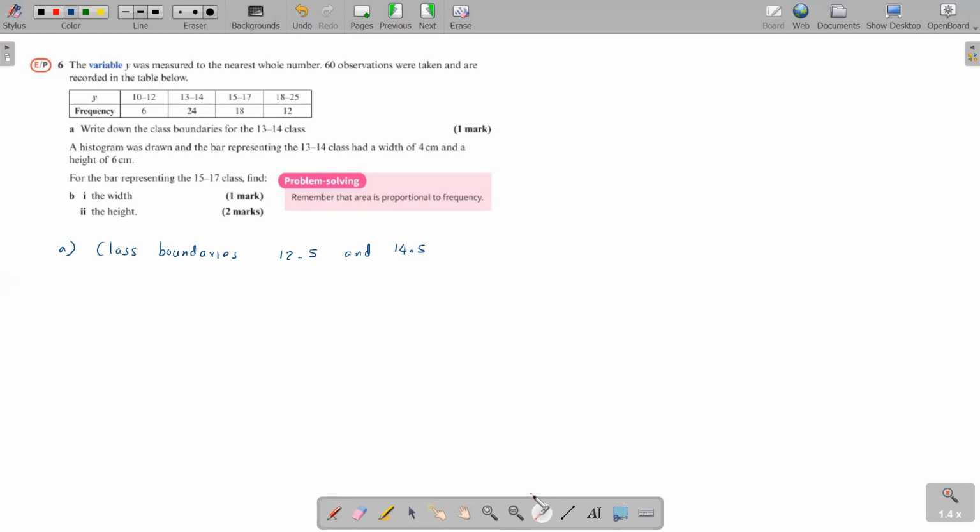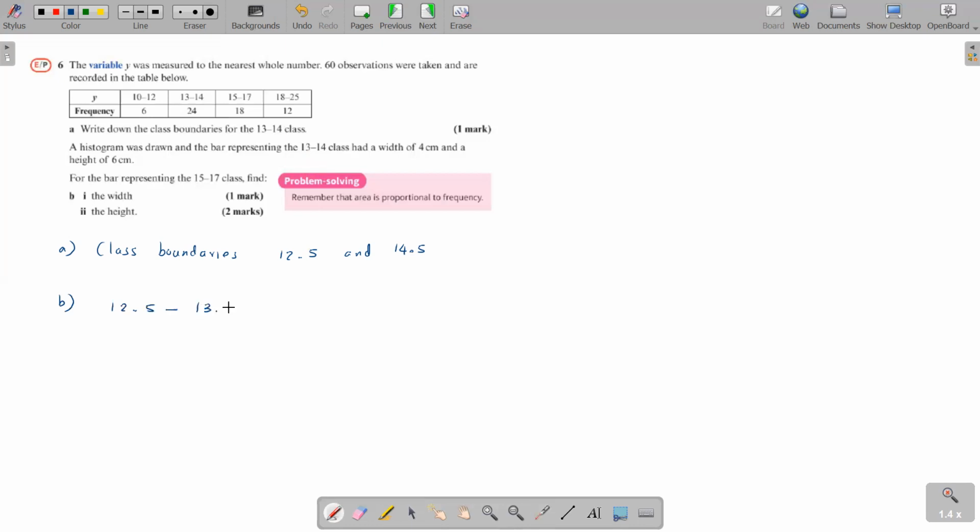A histogram was drawn and the bar representing the 13 to 14 class had a width of 4 centimeter and a height of 6 centimeter. For the bar representing the 15 to 17 class, find the width and find the height. Okay, so how do we do this? They have given you the width and height of which bar? They have given you the width and height of the 13 to 14 bar. Well, it's not 13 to 14. We are writing it with the corrected class boundaries, which is what?